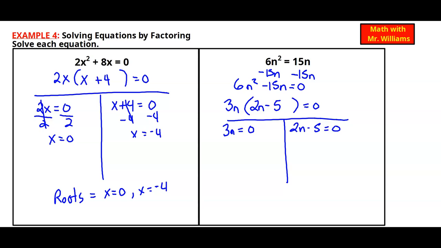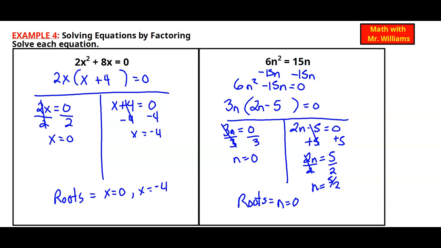So how do I get rid of 3 times n? I divide by 3 on both. n equals 0 on the left. And now I have 2n minus 5, so let's get rid of the subtraction first. So instead of subtraction, I'm going to add to cancel it out on both sides. So now I have 2n equals 0 plus 5 is 5. I can't leave it like that. I need to divide by 2 on both sides, giving me n equals 5 over 2. All right, so my roots. The first one would be n equals 0, and the second would be n equals 5 over 2.